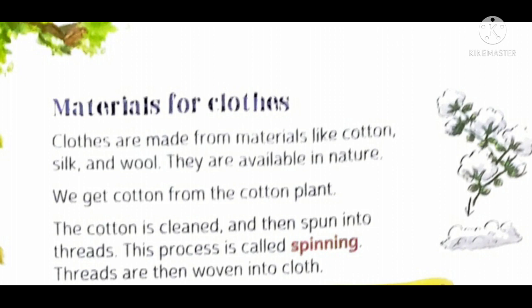Then it is spun into threads, and this process is called spinning. Once the thread is ready, then it is woven into cloth. From this thread, cloth is woven, and you can get different types of clothes as you require. Like we can make t-shirts, shirts, trousers, anything from this cotton. Even bed sheets can be made. So, children, when we see a cloth, it should be clear in your mind that it is made from thread. The thread is woven and then we get a cloth.